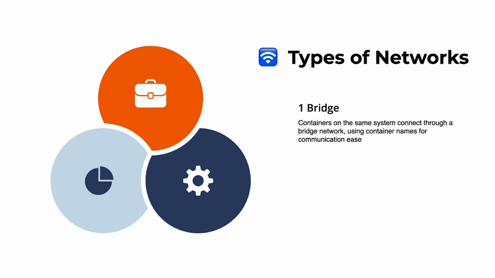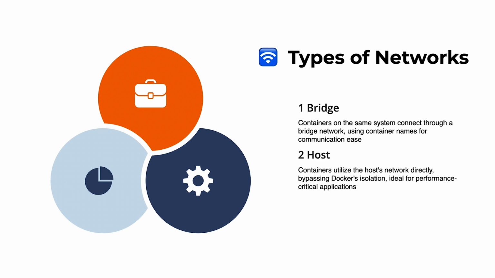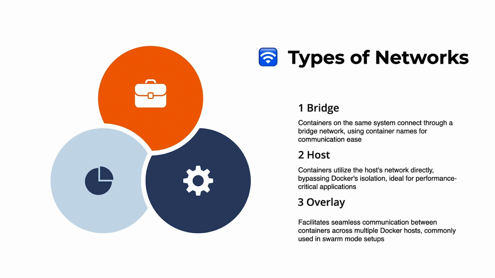Bridge network. Containers on the same system connect through a bridge network using container names for communication. Second one, host network. In this, containers utilize the host network directly, bypassing Docker isolation, ideal for performance critical applications. Number 3, overlay. Overlay network facilitates seamless communication between containers across multiple Docker hosts, commonly used in Docker Swarm networks.